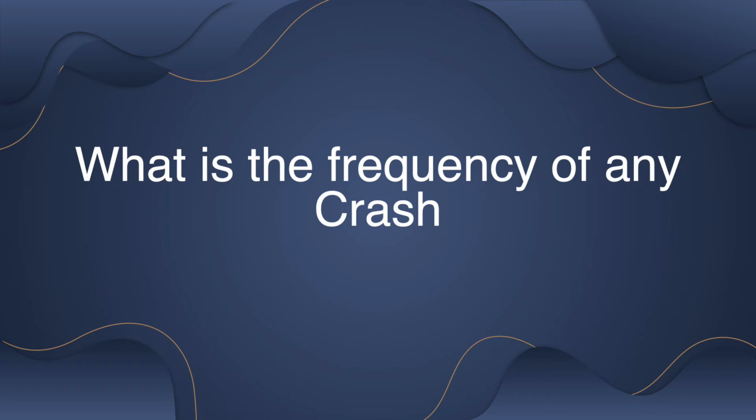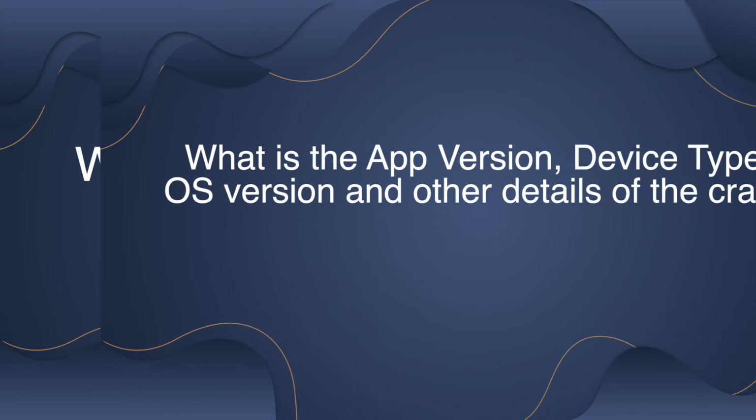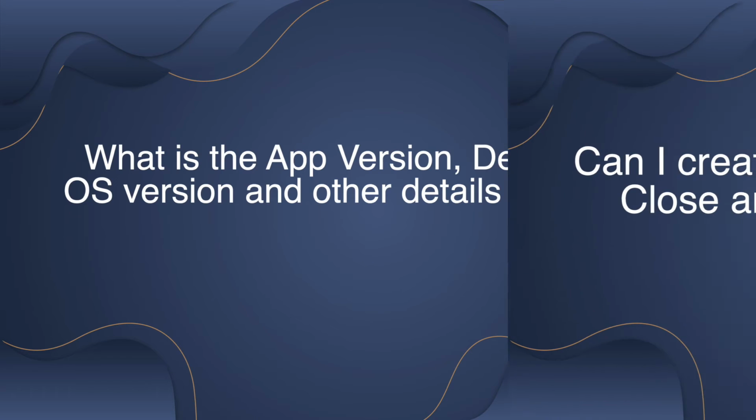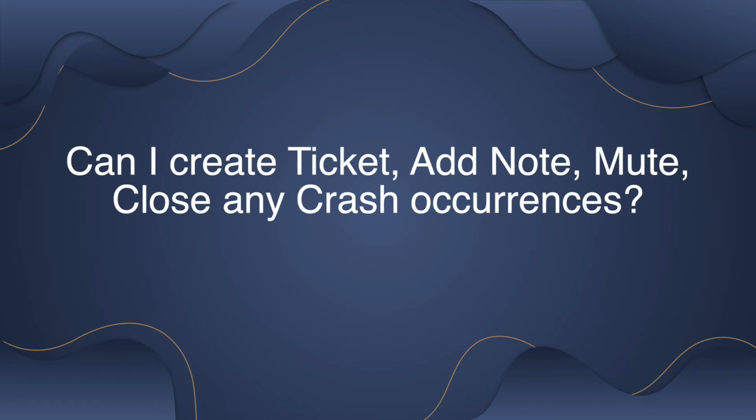Now, what is the application version, device type, OS version, and other details? Maybe the user ID of the crash. For any crash, can we get all these details? It will help you to fix the issue. Can I create a ticket, add a note, mute or close any crash occurrences? Do we have those things in place? Now we can say, yeah, that's enough of the questions.